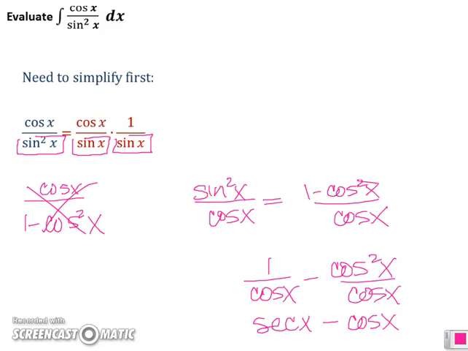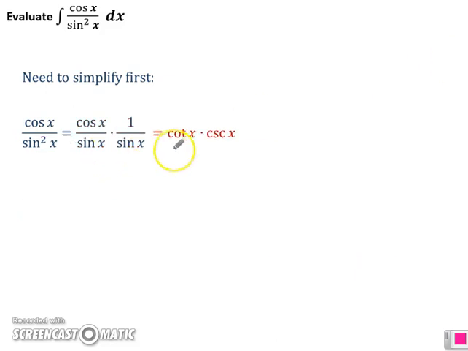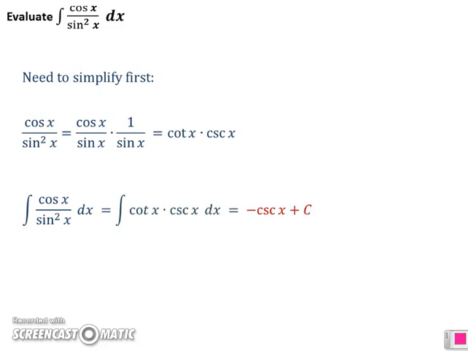Because if you start to memorize your formulas, if you're an AP student, you better start memorizing these integration formulas, because cotangent times cosecant, that's one of the formulas. So this is really the integral of cotangent times cosecant, which is negative cosecant.